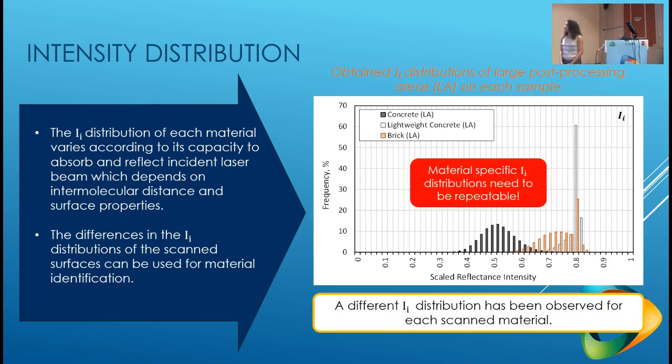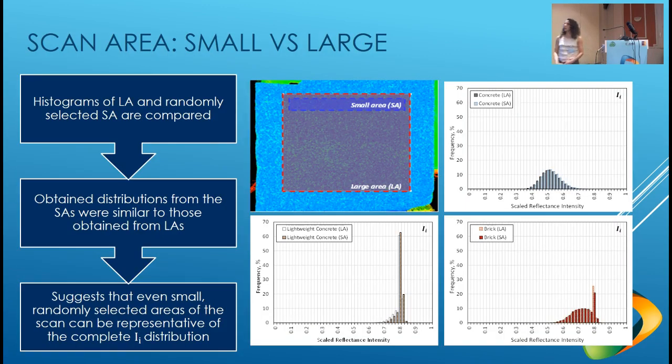However, this is not enough because we also need these results to be repeatable. We only have one set of data on one set of samples. So we first wanted to look into other areas from the same sample. We randomly selected small areas from the scan data, and when we compared the histograms, we saw that there is no significant difference between the whole area of the surface versus the small area of the surface.